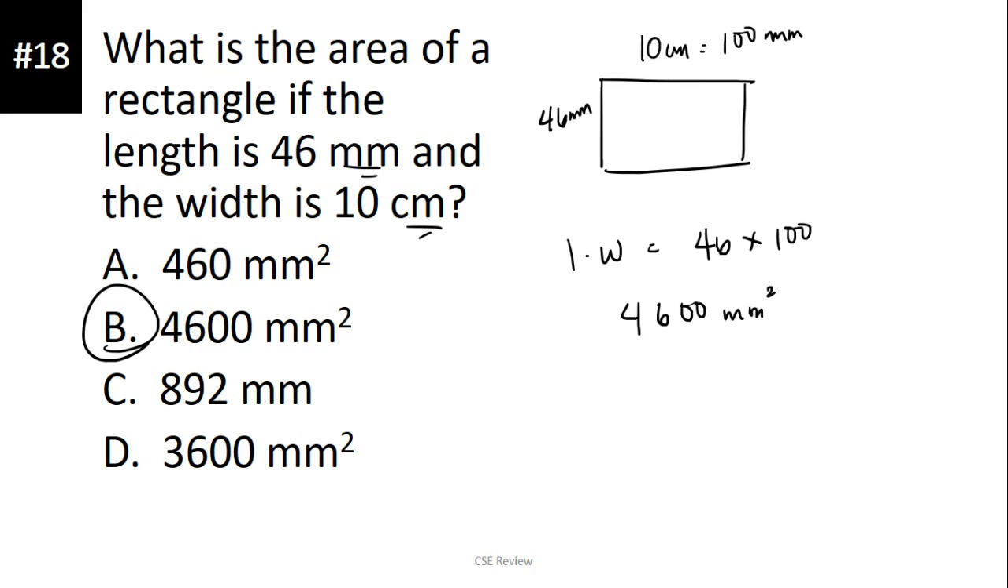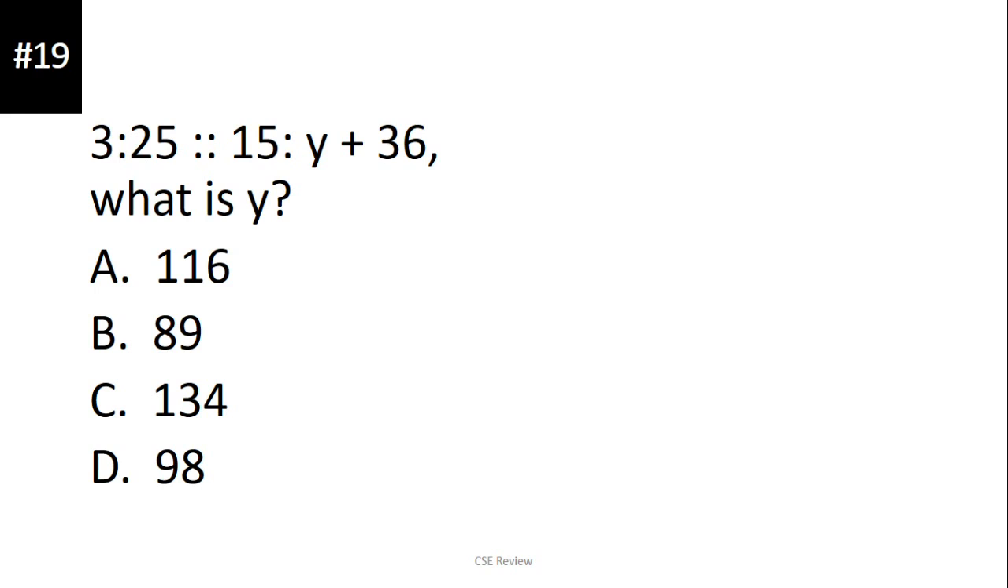If you got excited and the answer mo is A, the reason for that is hindi mo napansin na centimeter yan. So, be careful when it comes to the exam. Look at the units. Kung pareho sila, that's the only time na you go straight away to multiplying stuff. Okay? Be careful. Number 19, 3 is to 25 as 15 is to y plus 36.